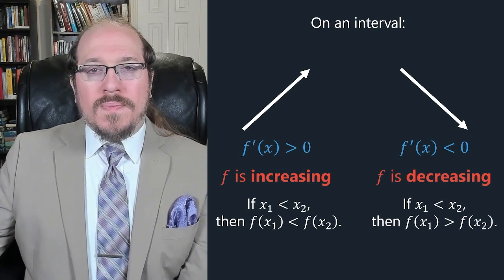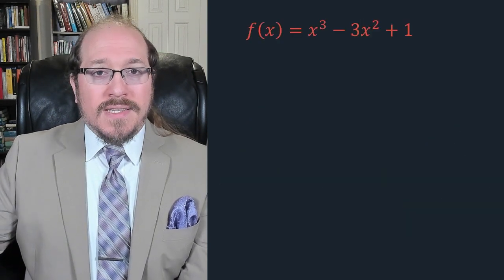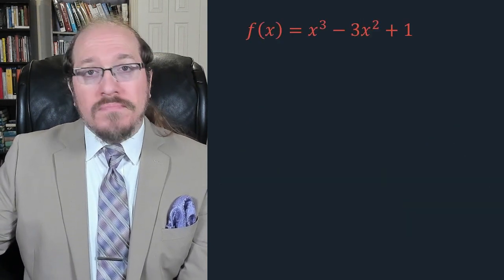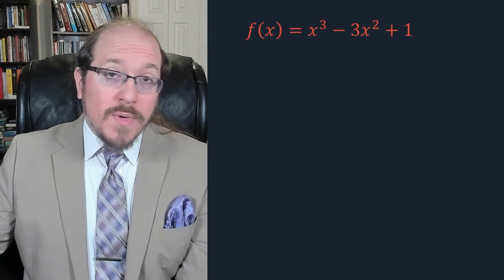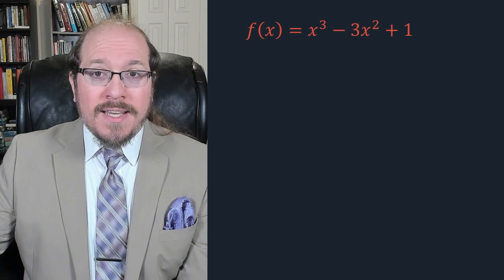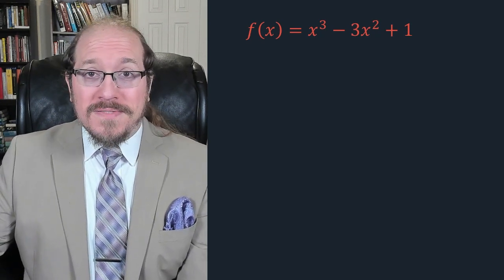Let's see how this works by analyzing a relatively simple function. Say f of x equals x cubed minus 3x squared plus 1. What might its graph look like? To be fair, we could go to Desmos and check it immediately, but that would be spoiling the fun. Let's see what we can figure out on our own first.